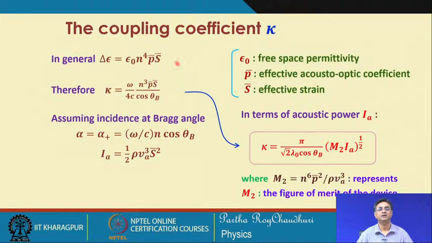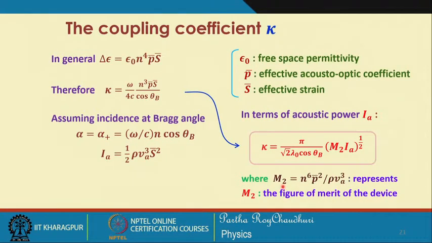So, in general we have delta epsilon equal to this, and we are trying to express the coupling coefficient with the known quantities. Therefore, we can write this equation. These are the quantities which we have already defined, we have talked about this. Then assuming the incidence at Bragg angle, we have seen that omega by C n equal to alpha plus, we can write this acoustic power in this form. Now, from here we can write this equation.